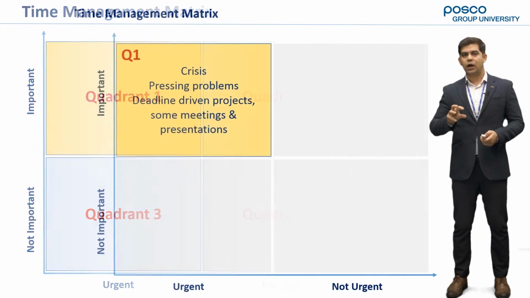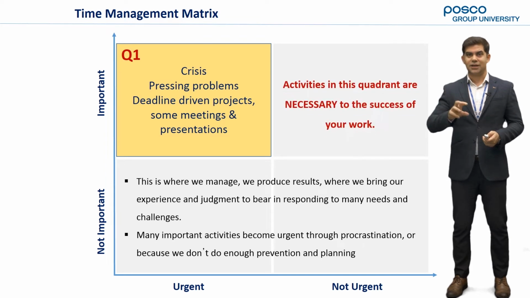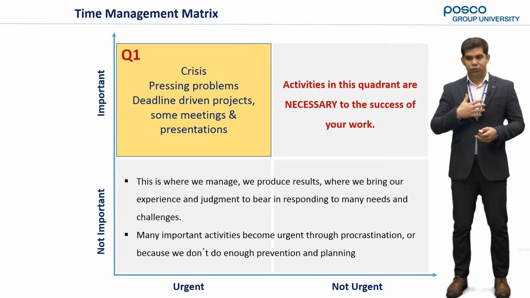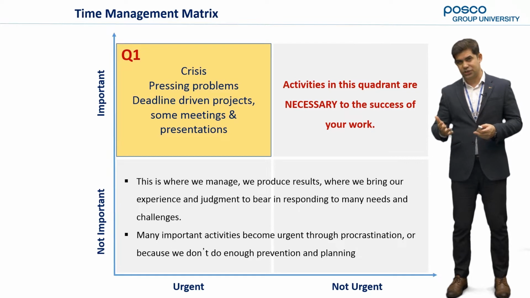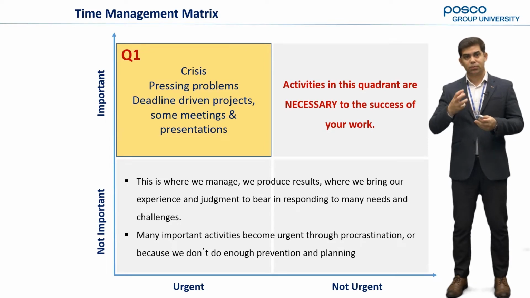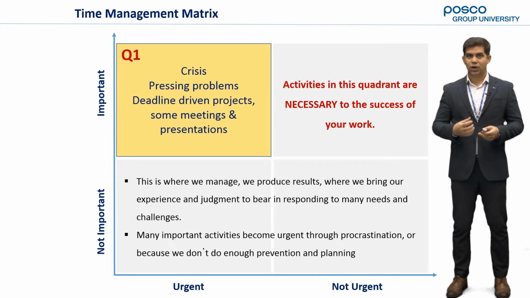Now, Quadrant 1 is the quadrant where everything that is urgent and important goes in there. For example, if you have a crisis in hand, if there's an emergency, or if you have some timeline-driven project which you have to do, you have no choice, you have to close it. Now, those kind of tasks, which are both urgent and important, fall in Quadrant 1. And if you do not take care of these tasks, it ultimately results in higher stress levels.